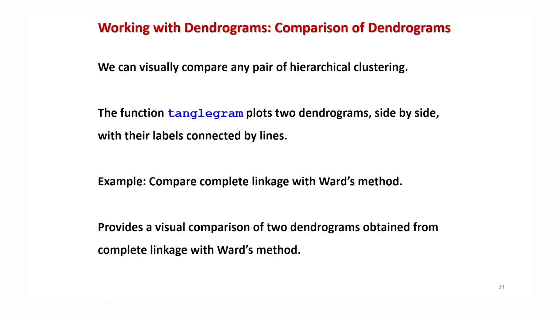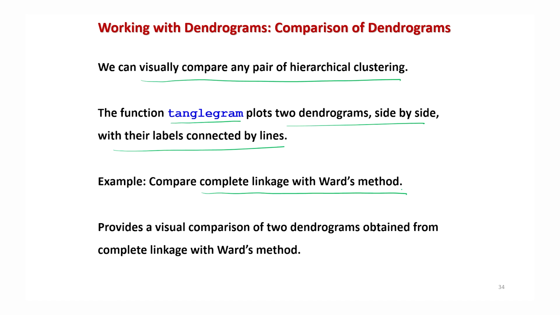So up to now we have compared hierarchical clustering using dendrograms visually. If I want to compare 2 dendrograms, I can plot them side by side, and for that there is a function tanglegram. This function plots 2 dendrograms side by side with their labels connected by lines. For example, if you want to compare the outcomes using complete linkage with the Ward method, this will create a visual comparison of the 2 dendrograms obtained from the complete linkage and Ward method.